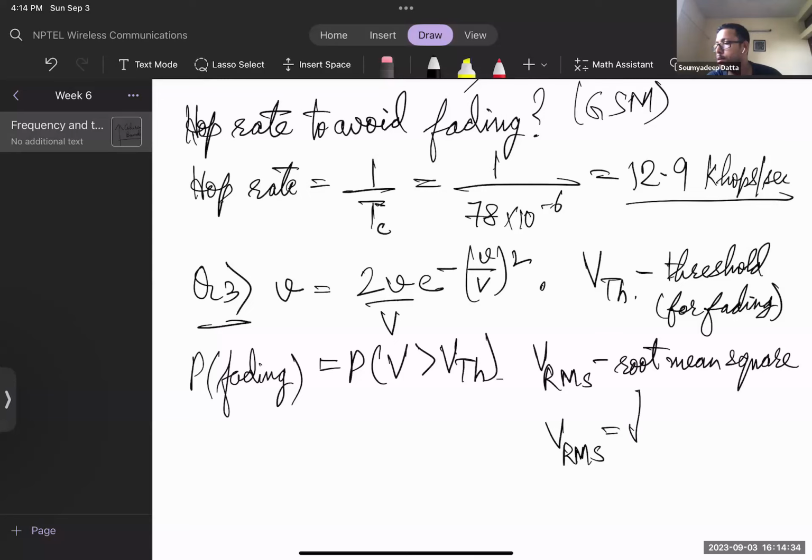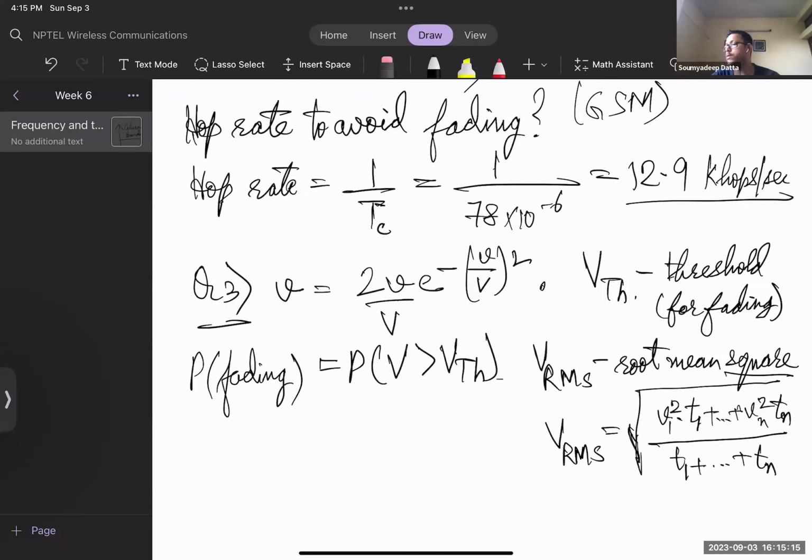So your VRMS would be the sum over the squares of all Vi. Let's say V1 square, and this holds for time T1, that your vehicle velocity is V1, and similarly Vn square for time Tn, divided by T1 plus T2 plus dot dot dot plus Tn. So you are first squaring the velocity, then taking the mean of the square, and then taking the root. So it's root mean square, right?